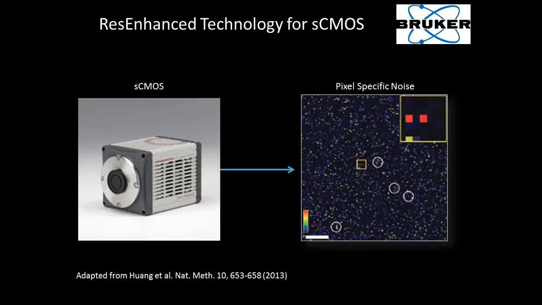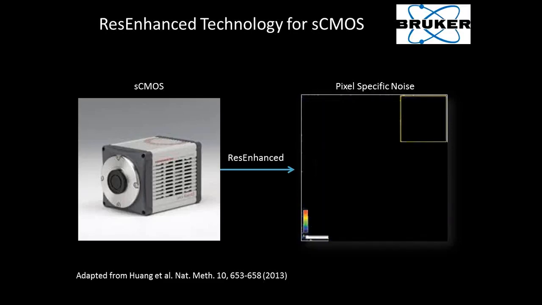We adapted that. So now when we're doing the localizations, we take into account the pixel map characteristics here, and then that way, applying the res-enhanced technology, you're able to use the SCMOS camera for doing single molecule localization applications.